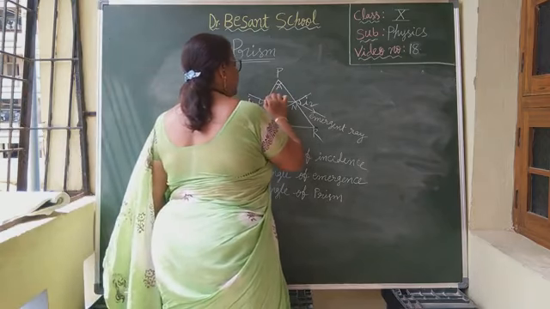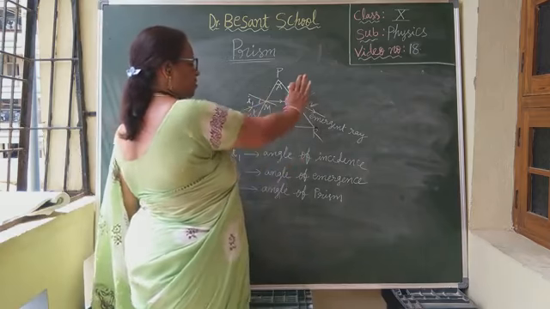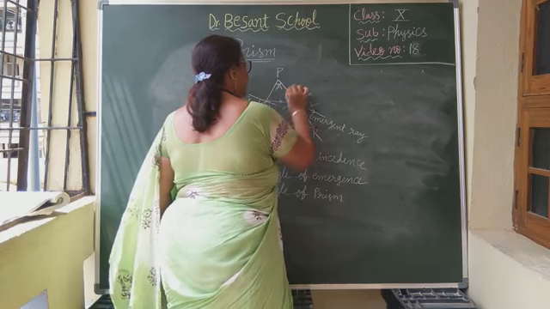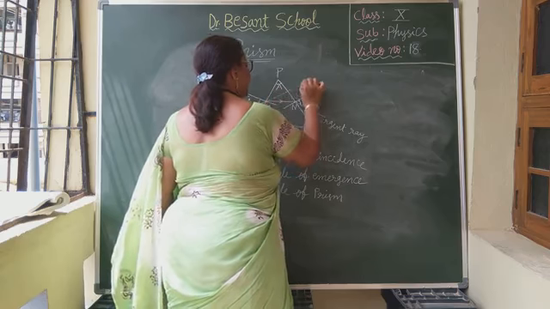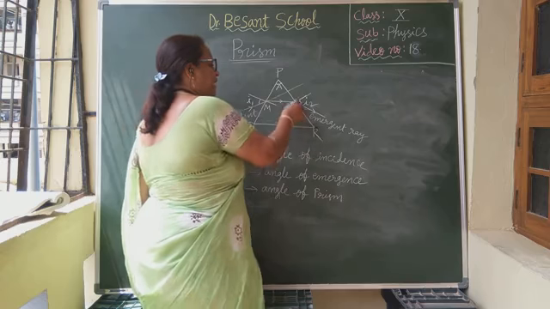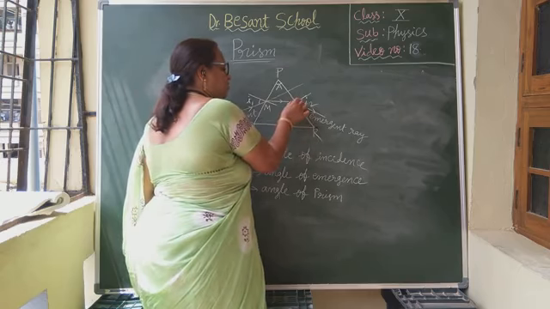Now extend this incident ray. Suppose this prism is not there, then what is the direction of the incident ray? Extend that incident ray in a straight line in its original direction. Suppose the prism is not there. In the same way, extend the refracted ray also.